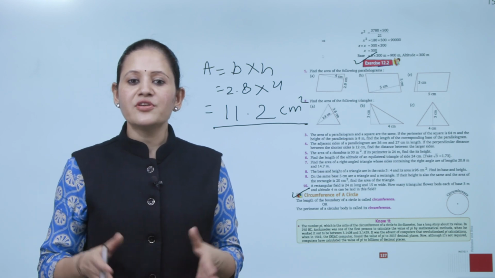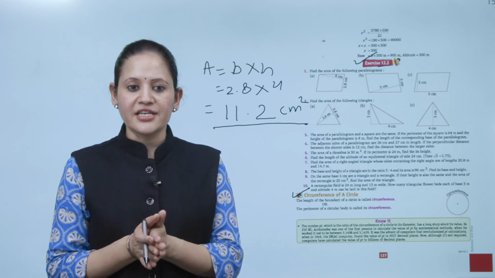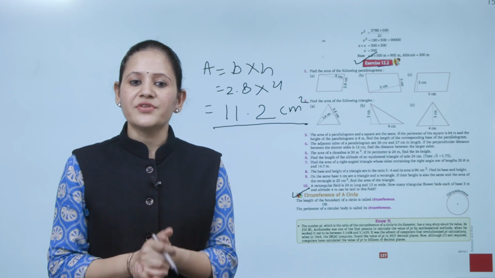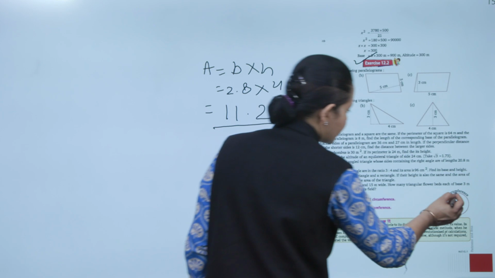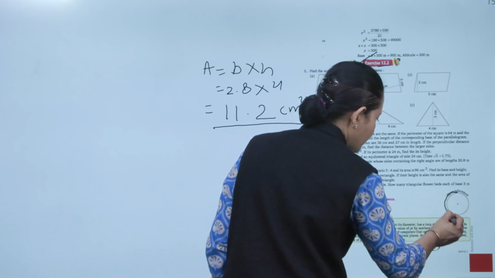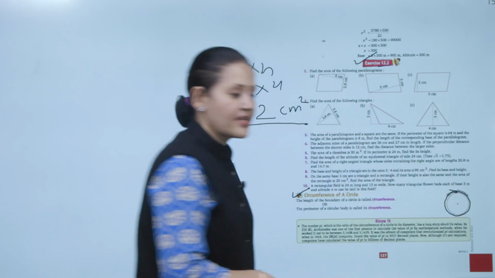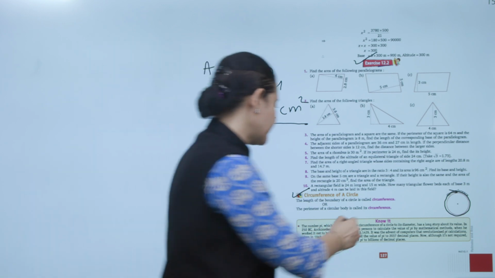Next is circumference of a circle. The length of the boundary of the circle is called circumference, or the perimeter of the circular body is called circumference. So this is the circumference of the given circle.